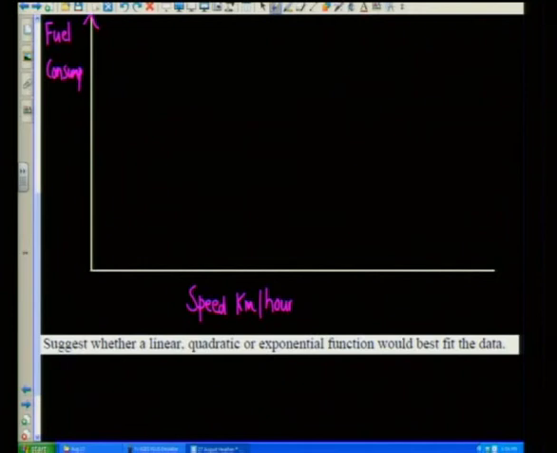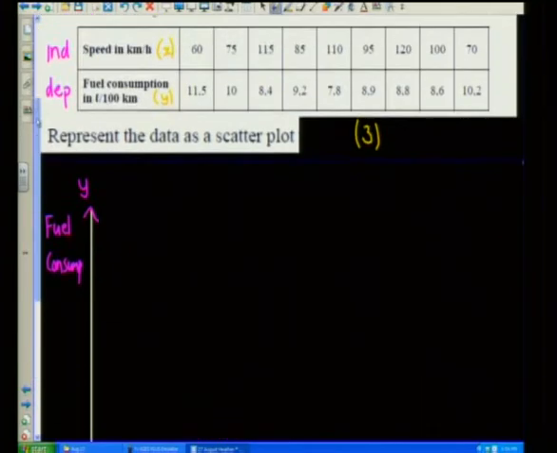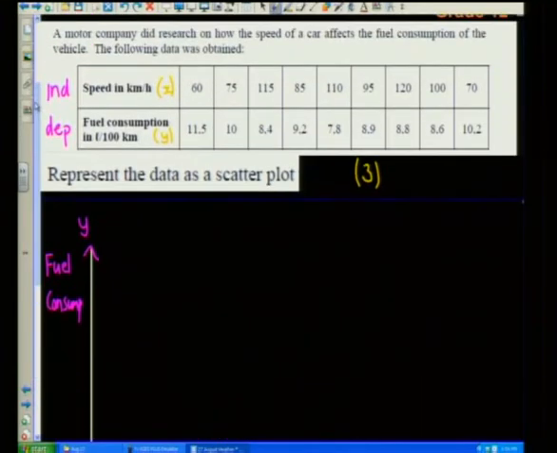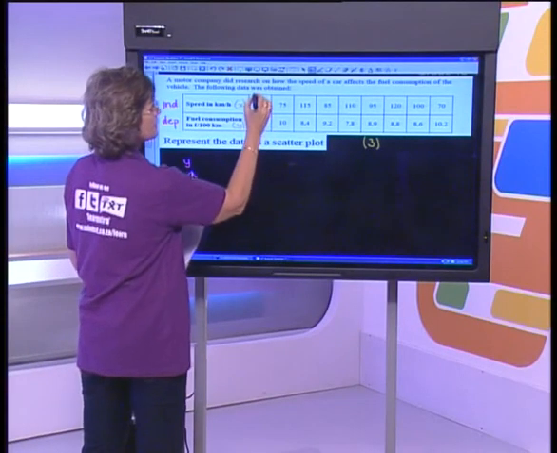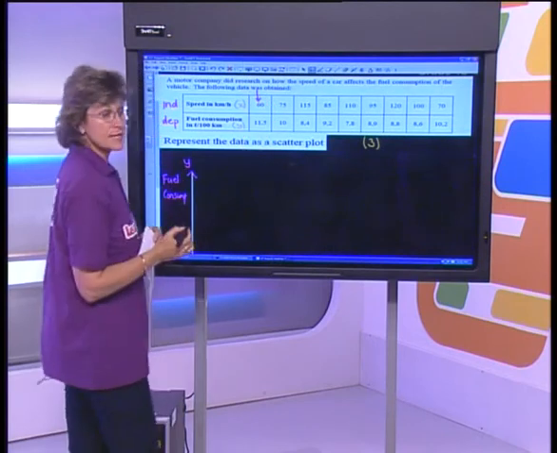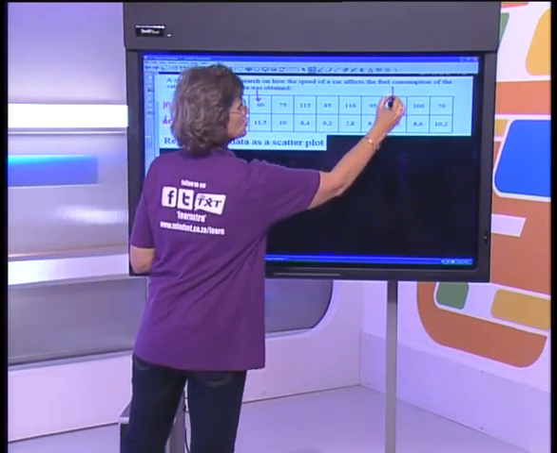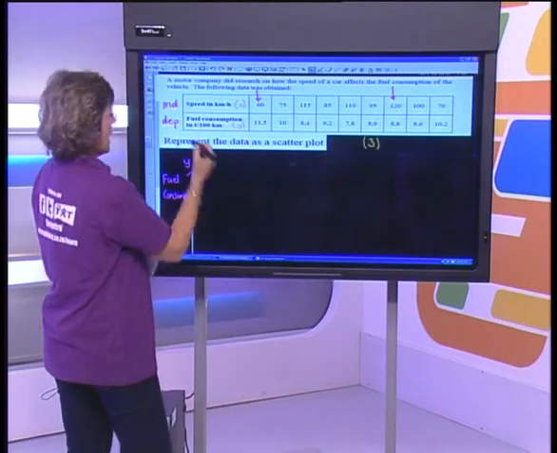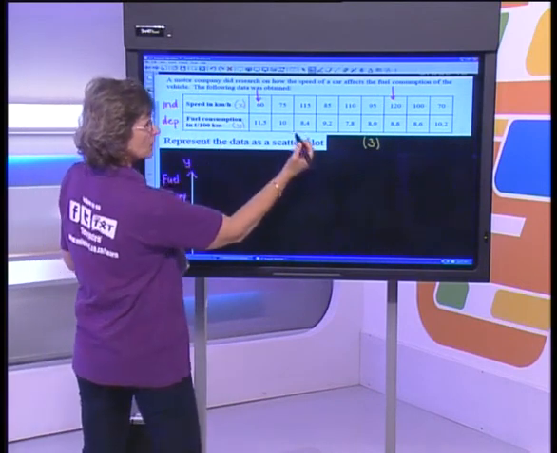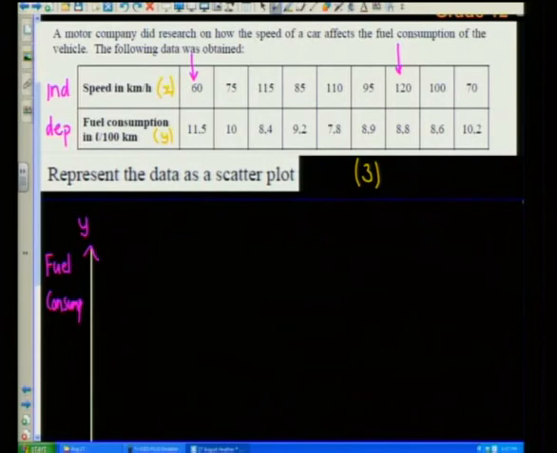Okay, now setting up your scatter plot is not something that you must do in a hurry, okay? Give it a good minute or so. Notice that the lowest number is a 60. And if we scan, the highest number is 120, all right? And here your fuel consumption, your lowest number is 7.8, all right? And your highest number is 11.5.